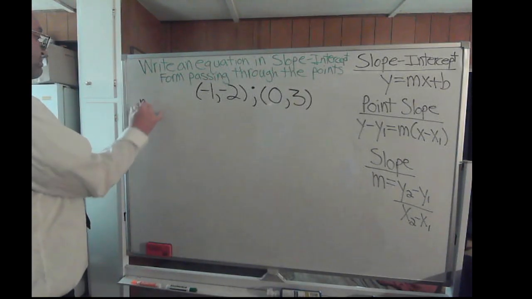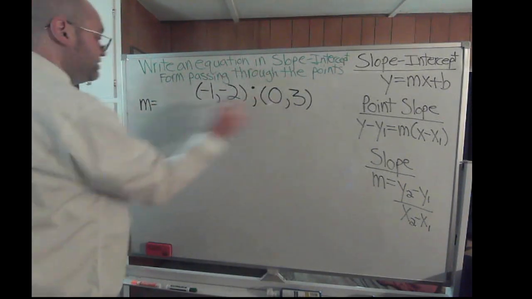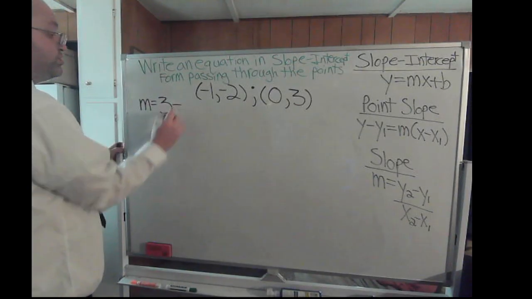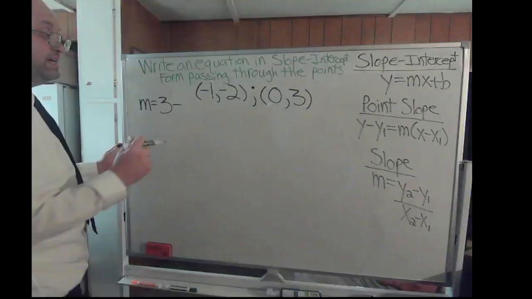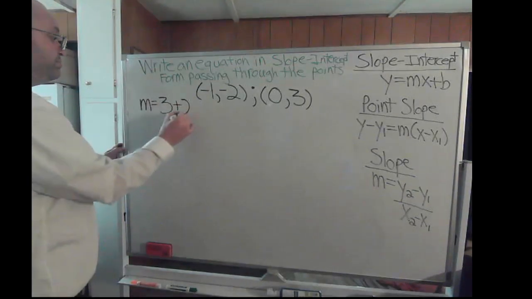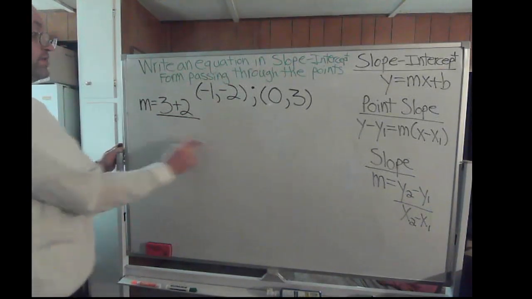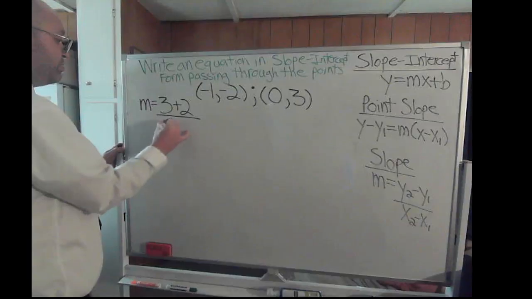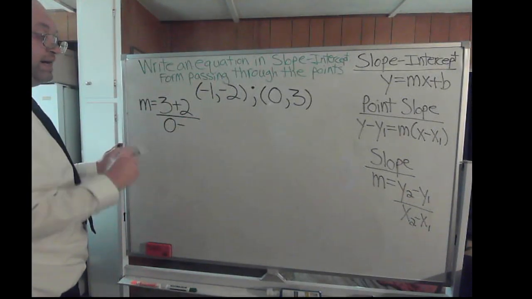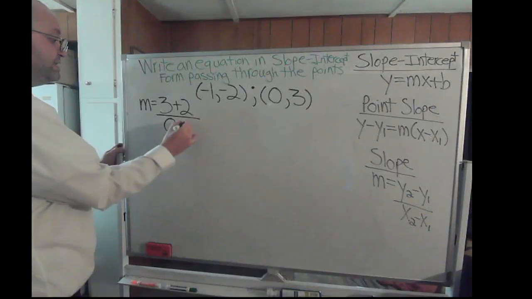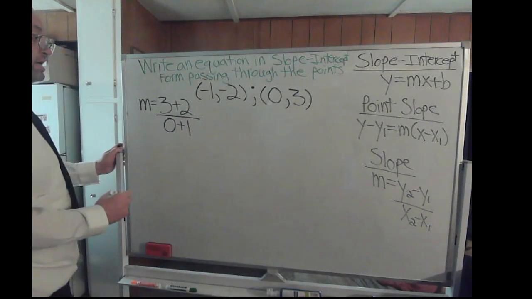So your slope would be your second y-coordinate of 3 minus your first y-coordinate of negative 2. Well, 3 minus negative 2 actually turns out to be 3 plus 2 over your second x-coordinate of 0 minus your first x-coordinate of negative 1. 0 minus negative 1 actually turns out to be 0 plus 1.